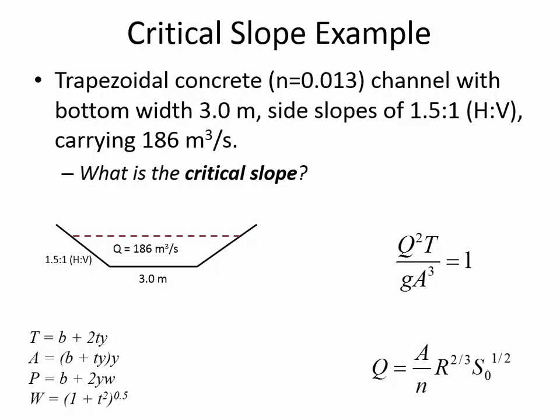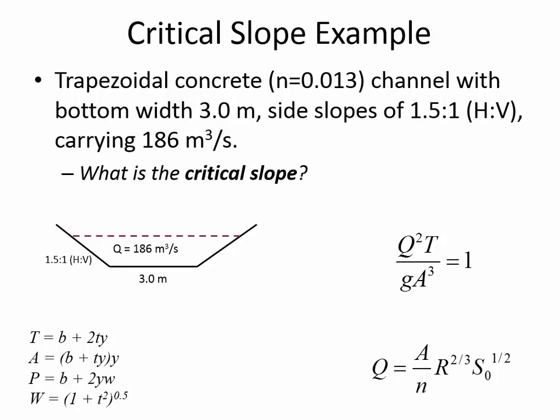So this is actually going to be a two-step process in this example, because first of all, we're going to need to express everything in terms of an unknown depth y sub c, and then we're going to have to use Manning's equation to actually solve for, based on that y sub c, the slope that causes it. Now, these formulas here for T, A, wetted perimeter, W, this is from that table 10.1. This is only valid for a trapezoidal channel. Those formulas aren't valid for other shapes.